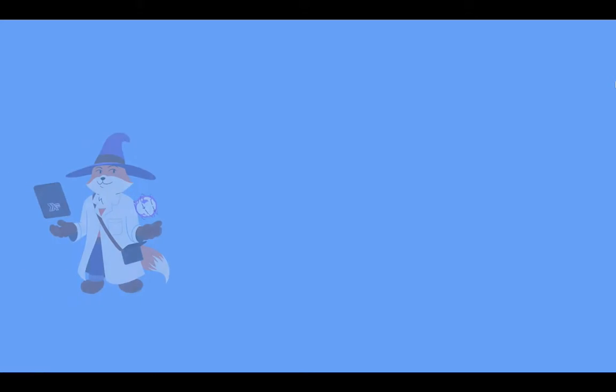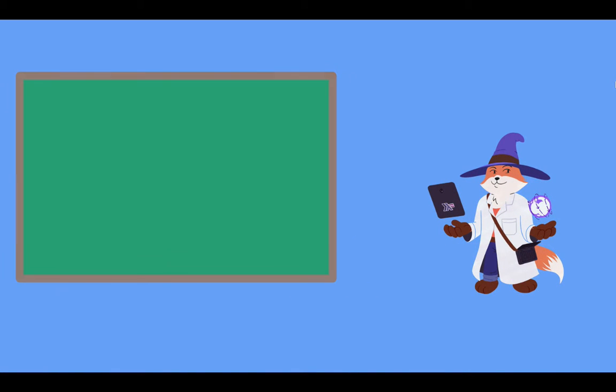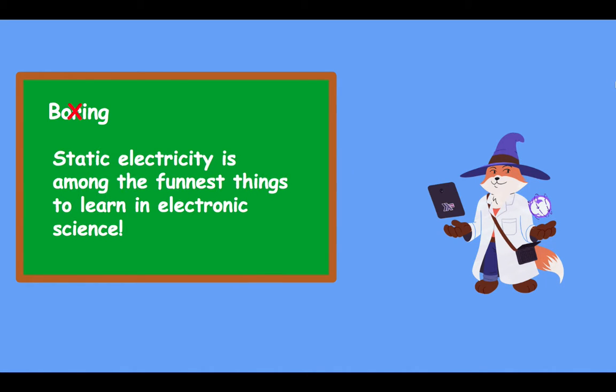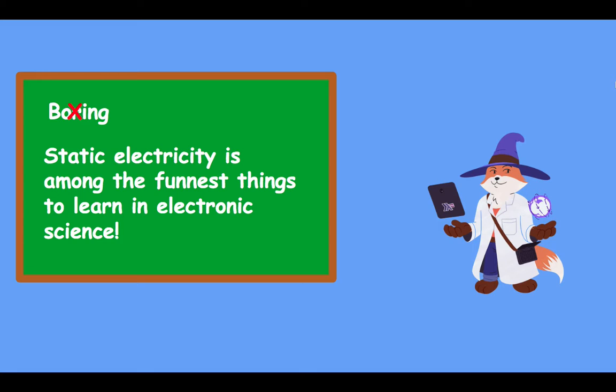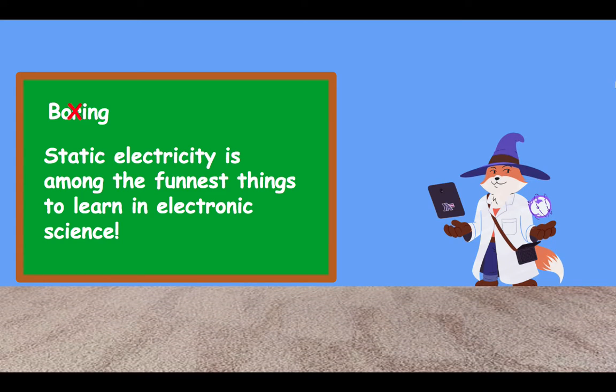So, learning about different kinds of electricity is boring, isn't it? Of course not. Static electricity is among the funnest things to learn in electronic science because it contains lots of fun experiments to try at home. Though it might be a bit shocking, you could try it on the carpet. First, drag your feet as you walk on the carpet as though you are bored. After a while, reach for the metal doorknob on the door. What happens? You get shocked.